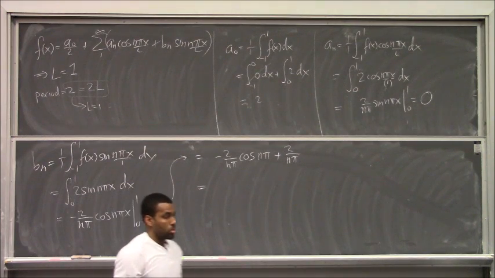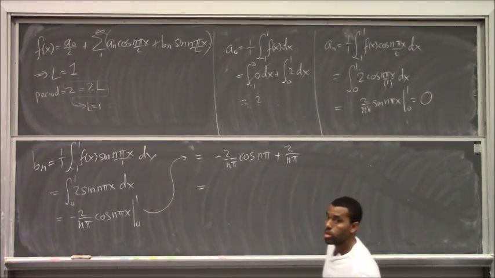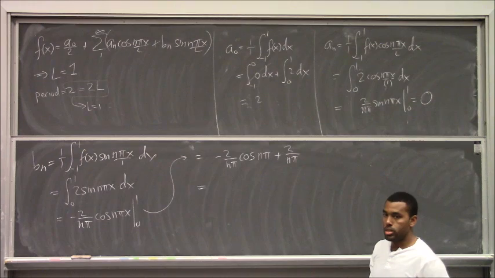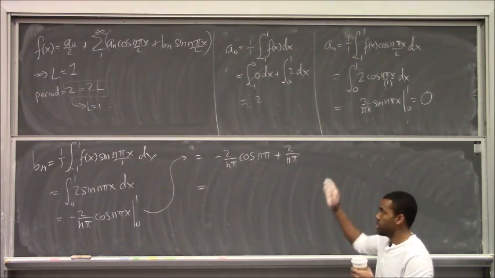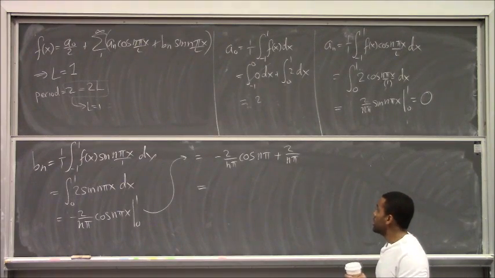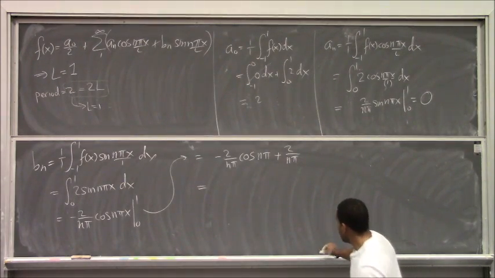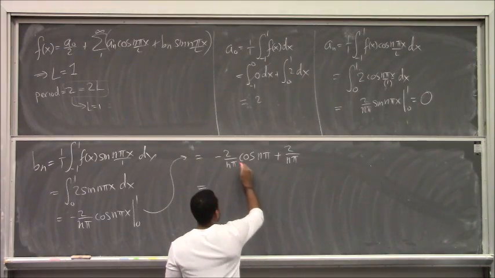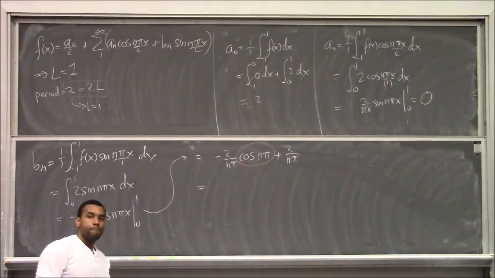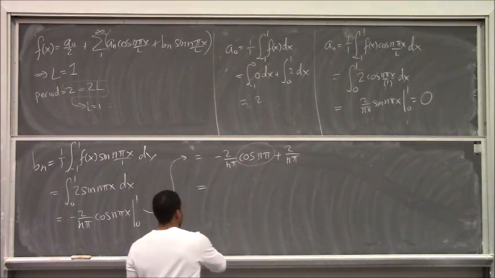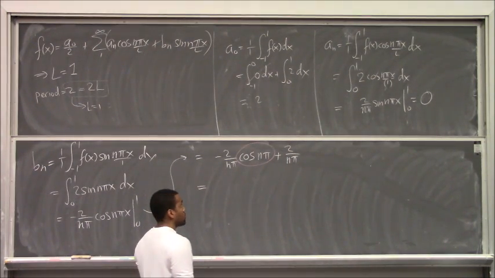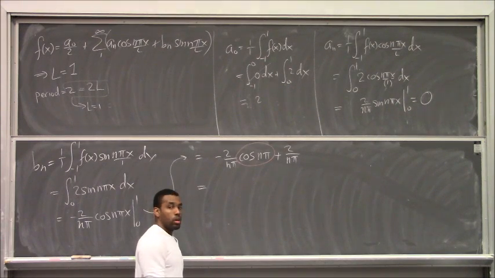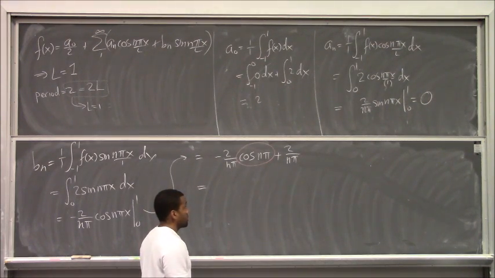Are we assuming that n is always a discrete integer? Yes, n is always a positive integer, 1 and bigger. The series starts at 1, so we're always assuming n is going to go through 1, 2, 3, 4, and so on. So, that being said, what can you tell me about cosine n pi? It's negative or positive 1. When does it give you a positive one? When n is even, that's going to give you a positive one.